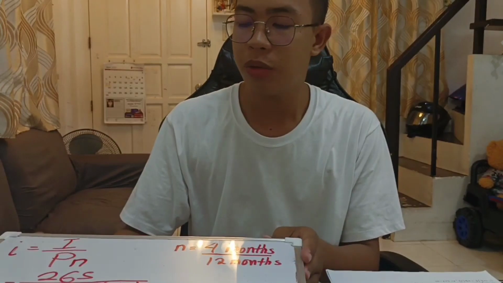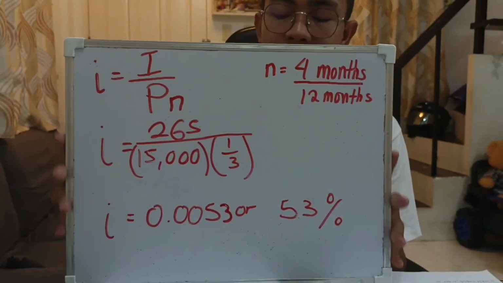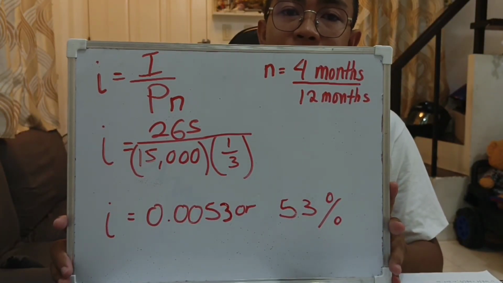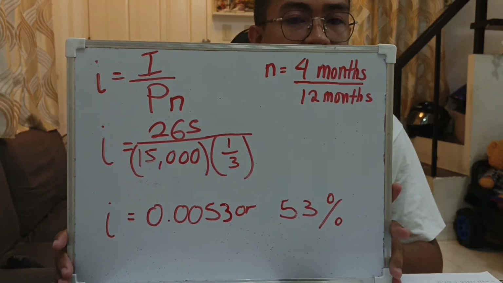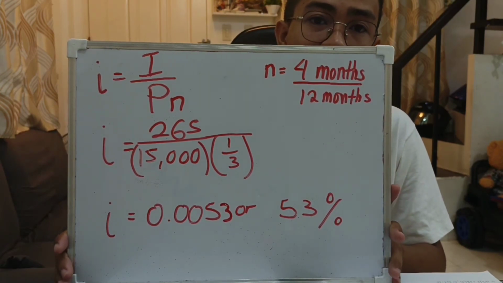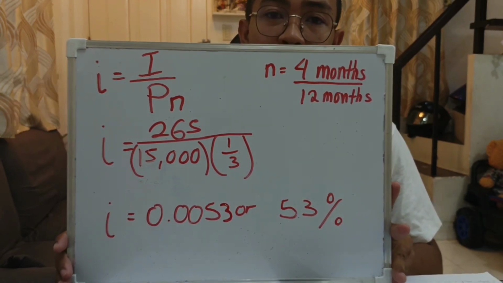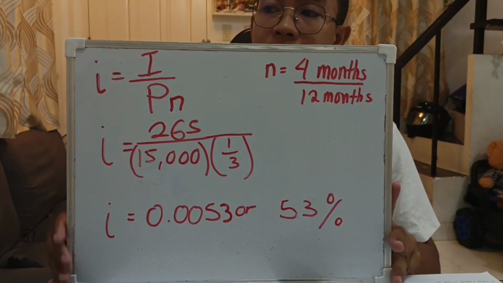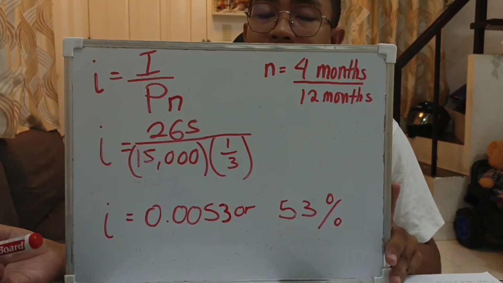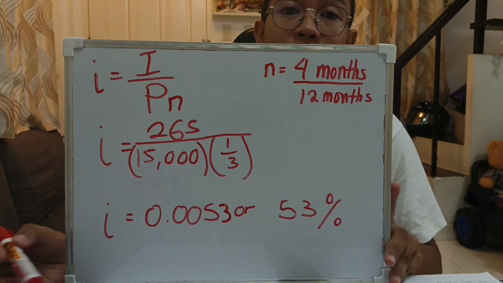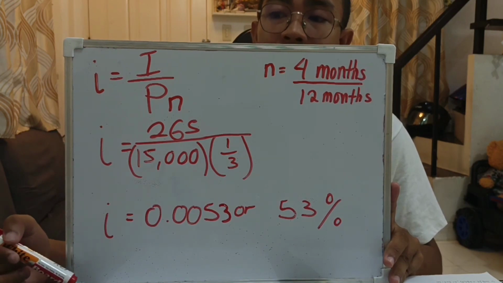We will be using the interest rate formula since we are required to get the interest rate. Interest rate is equal to interest over principal times the number of interest periods. Our principal here is 15,000, our interest is 265, and our n, or the number of interest periods, is 4 months, which reduces to one third. Substitute the given values into the formula and you will arrive at 0.0053, times 100 to get the percentage. So the interest rate will be 53%.